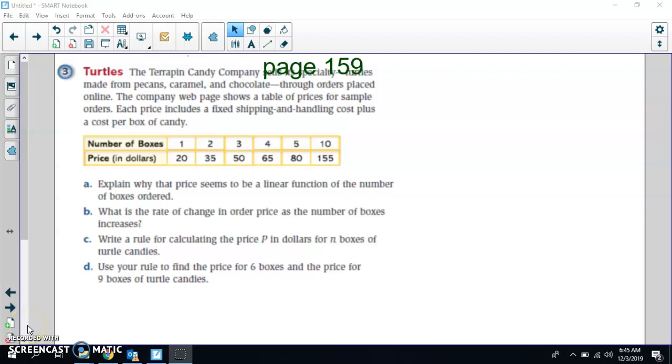Good morning, good afternoon. Today we're going to be going over problems 3 and 4 from page 159 in Unit 3 of your book.